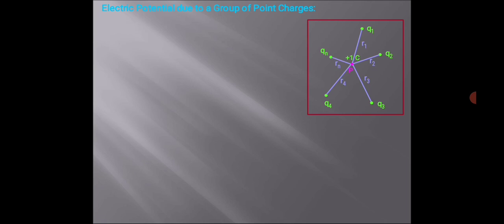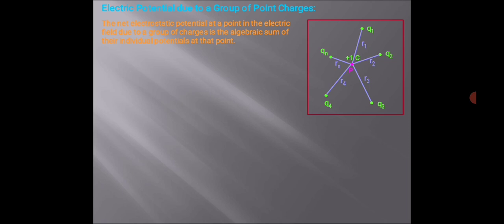Electric potential due to a group of point charges. So suppose a group of point charges are there. You can see plus 1 coulomb charge is placed at point P, and plus Q1, plus Q2, Q3, Q4 and Qn are placed at distances R1, R2, R3 and Rn. So net electrostatic potential at a point in the electric field due to a group of charges is the algebraic sum of the individual potential at that point.